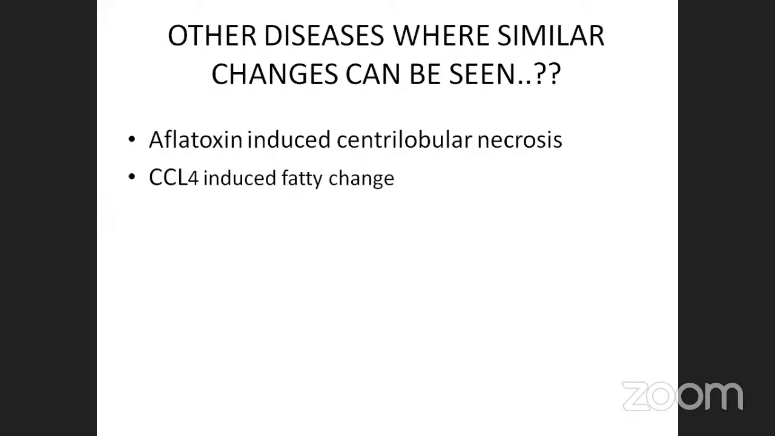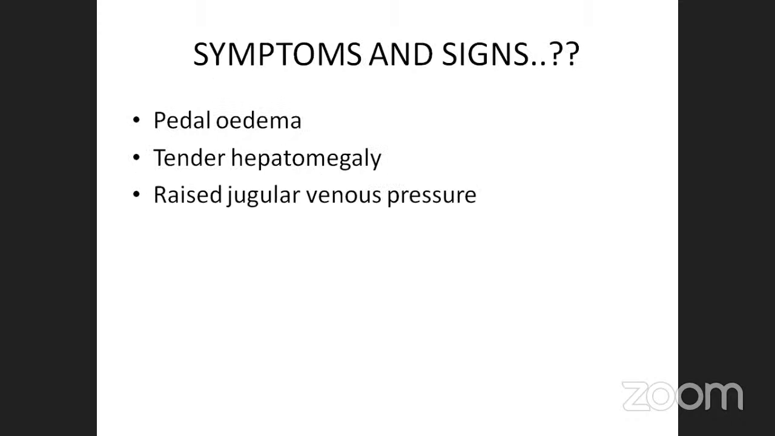Now, there are other diseases where similar changes, that is centrilobular necrosis, can be seen. Centrilobular necrosis of the liver can be seen in aflatoxin-induced poisoning, which shows a similar nutmeg appearance, or carbon tetrachloride poisoning, which induces fatty change. Now, what are the symptoms? The symptoms are usually of right-sided heart failure: pedal edema, hepatomegaly, and raised jugular venous pressure.